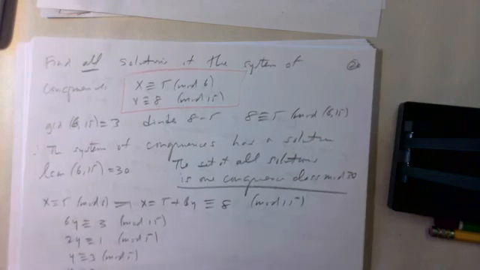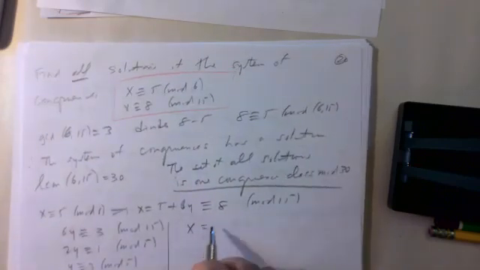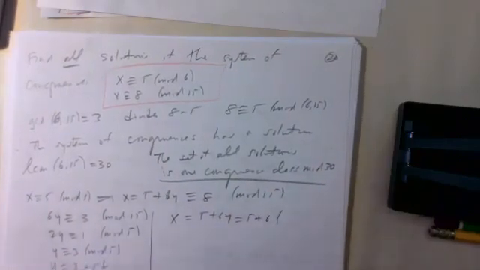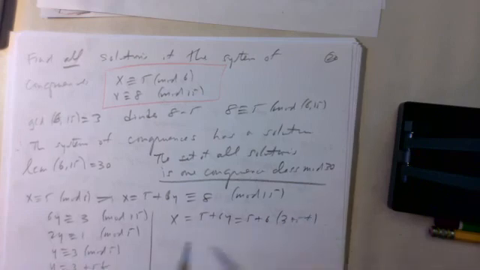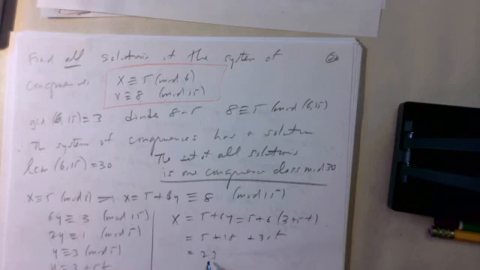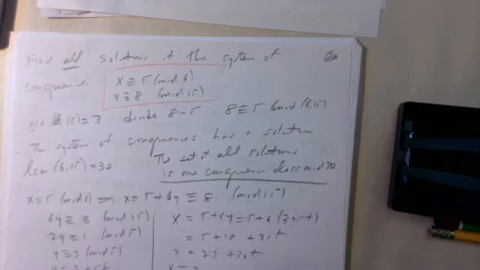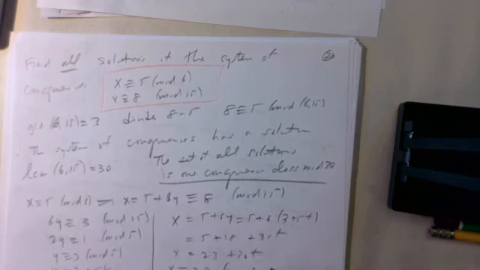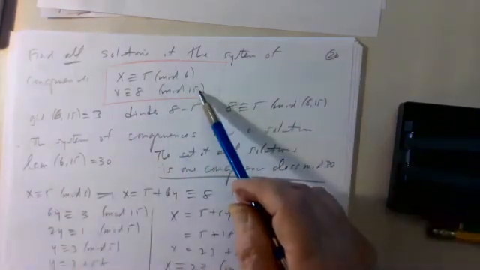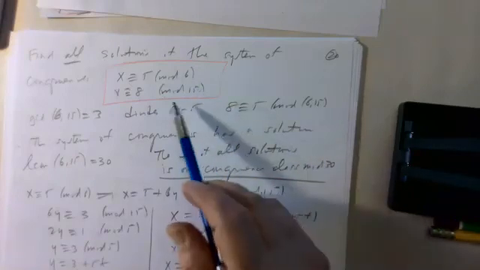So I can let y be any number of the form 3 plus 5t, and then x, which is 5 plus 6y, is 5 plus 6 times (3 plus 5t). This is 5 plus 18 plus 30t. This is 23 plus 30t. So any x congruent to 23 mod 30 is a solution of this, and every solution satisfies this congruence. Let's just check.